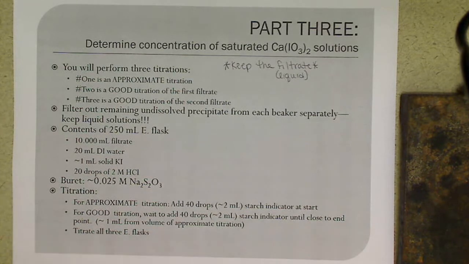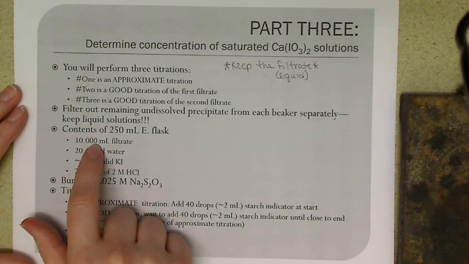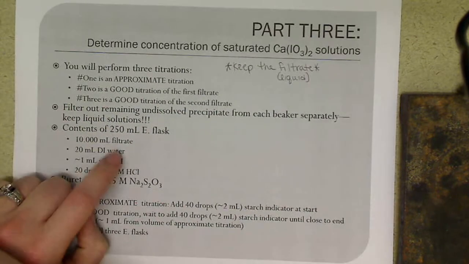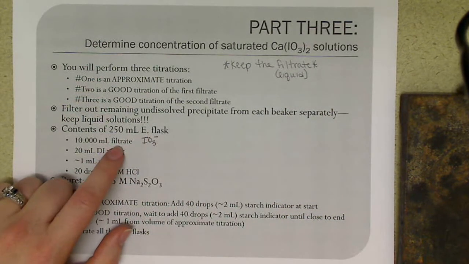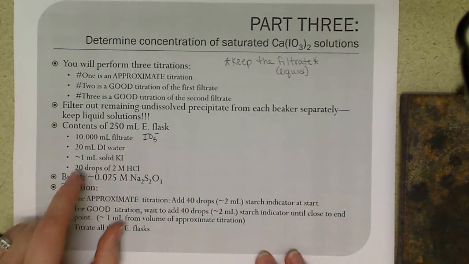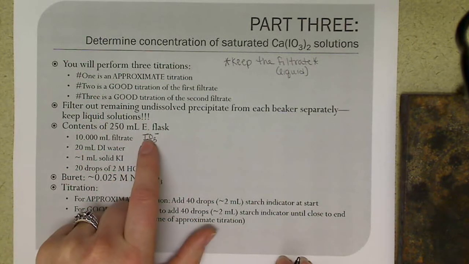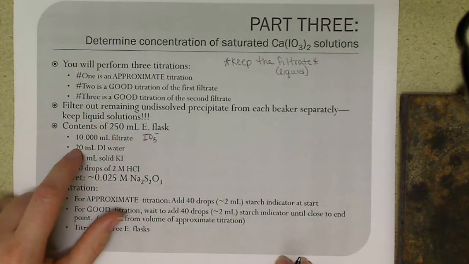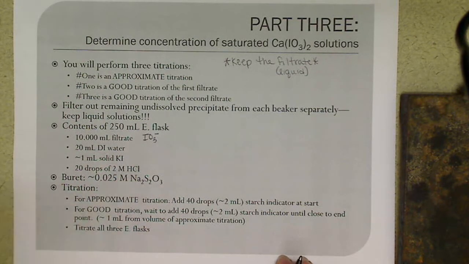In your Erlenmeyer flask, similar components to part 2. You're going to have 10.000 milliliters of the filtrate. The filtrate in this case is giving you your IO3 minus ions. That's what the filtrate is providing. You're going to add your water, your solid KI, and about 1 milliliter of 2 molar HCl. Remember, this is the iodate. The water is just there for balancing and to keep things all moving. This is all about the iodide ion, and this is about the acid being added.